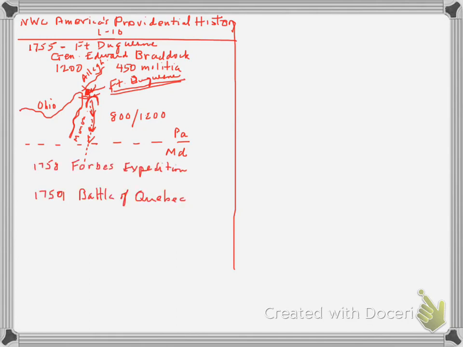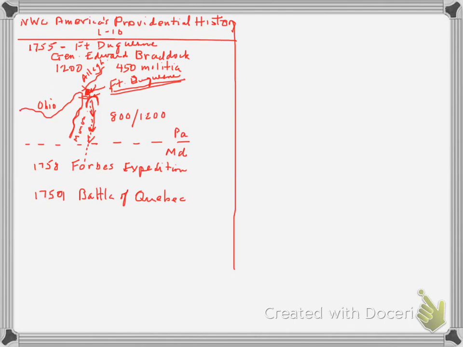There were two other major actions in the French and Indian War, which was the name, of course, for the war here in North America. It was known as the Seven Years' War worldwide. The other actions were in 1758, the British finally mount an expedition again against Duquesne.